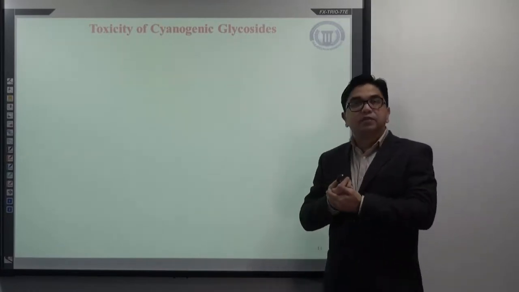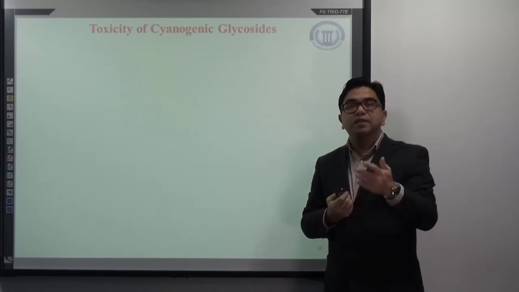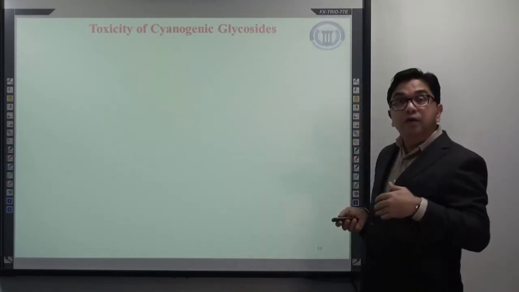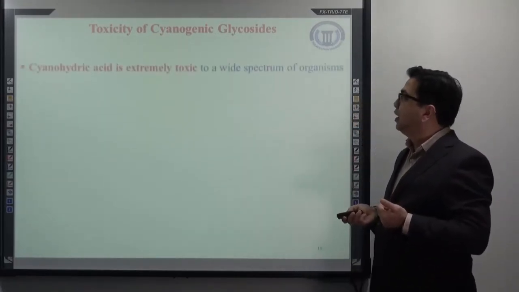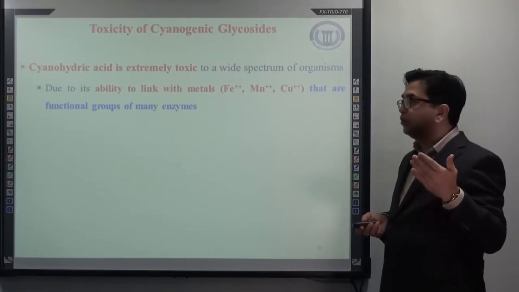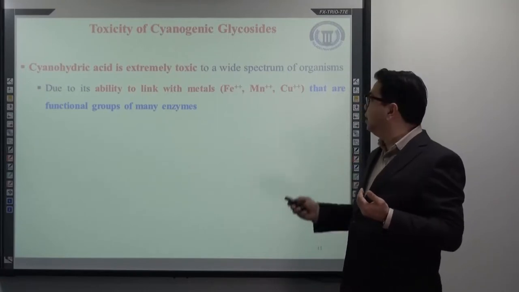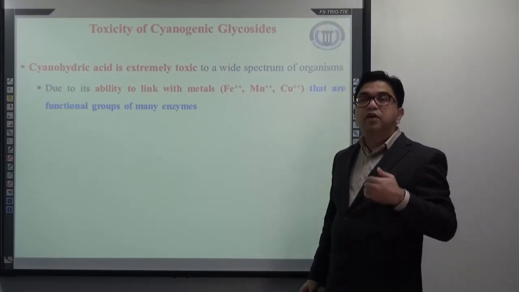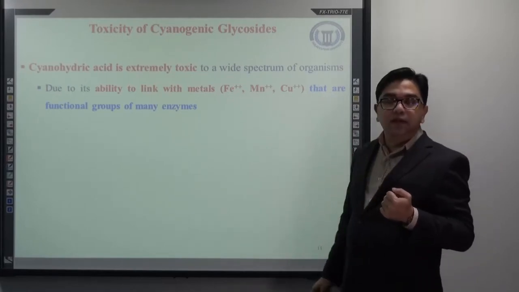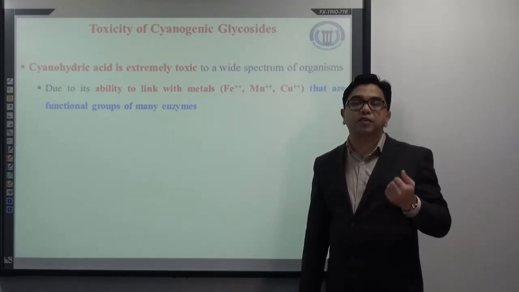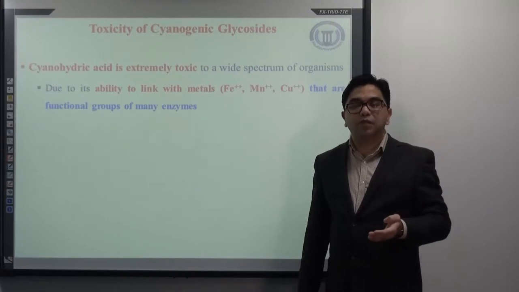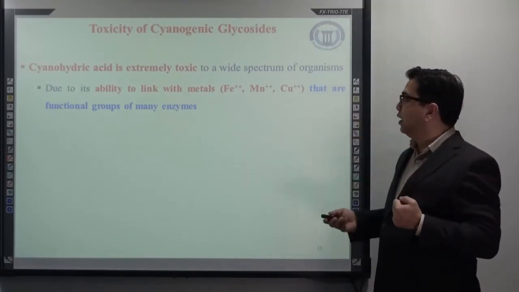Now, talking about the toxicity of cyanogenic glycoside, that means how cyanogenic glycoside or HCN causes toxicity when it is consumed by an animal or human being, or when it is exposed to animal tissue or other parasitic plant tissues. Cyanohydric acid is extremely toxic to a wide spectrum of organisms, for various reasons. One of the reasons is its ability to link with metals such as iron, manganese and copper, that are the functional groups of many enzymes. Also, in the human or animal body, hemoglobin in the RBC contains iron, which is responsible for carrying oxygen. Imagine if it destroyed the iron, your body will suffer from hypoxia. It will also destroy the RBC, which slowly becomes lethal to the human body or the cell.